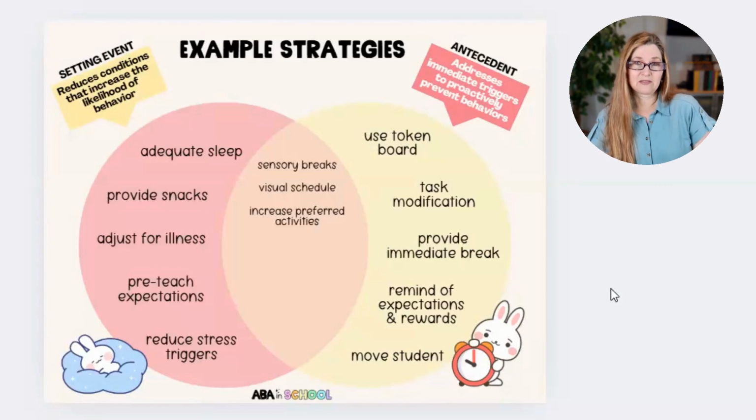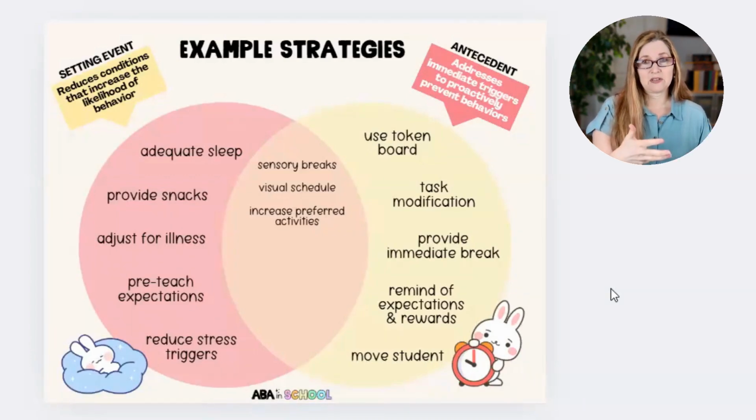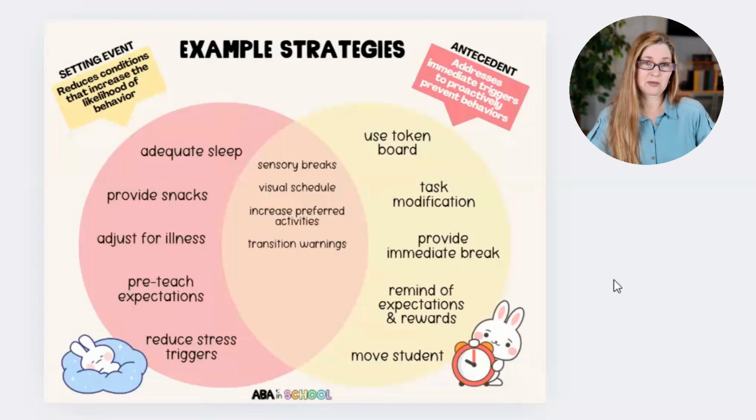Increasing those preferred activities, and that again could be kind of either, whether you're planning beforehand, certain activities work really well for the student, or again, you're making a schedule modification in the moment to prevent that trigger from happening. Using transition warnings could be either. We use transition warnings all the time for all students. That doesn't necessarily mean we're preventing behaviors in all the students. It's just a good strategy to use. But for some students, they need to have that warning before a transition to prevent a behavior from happening. And so that would be antecedent.